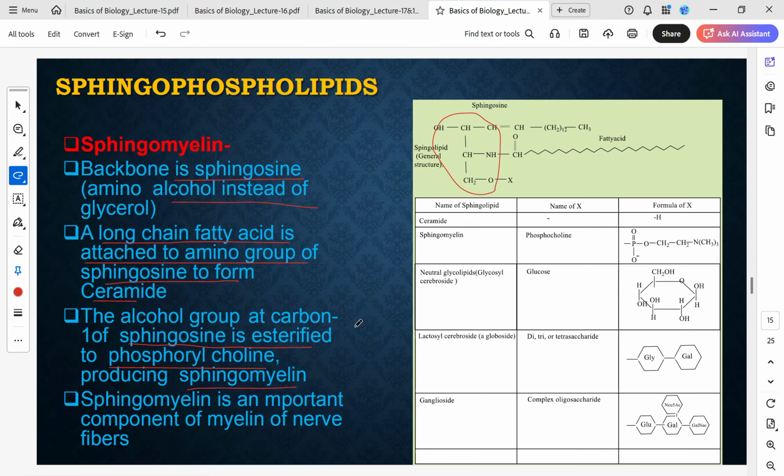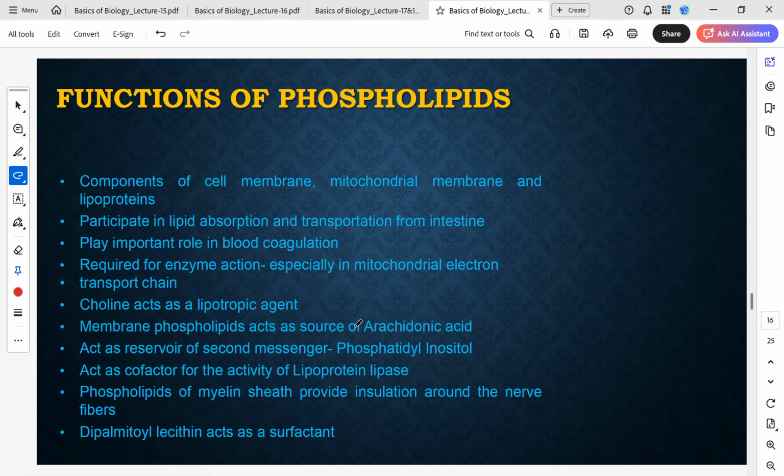So the nerve fibers have a covering on top of them known as the myelin sheath, which creates optimal conduction of nerve fibers. If the myelin sheath is damaged, the conduction is affected, the response times vary. Okay, coming to the functions of phospholipids, these are usually components of cell membrane. The cell membrane, if you remember, is a lipid bilayer. So is the mitochondrial membrane, the nuclear membrane as well.